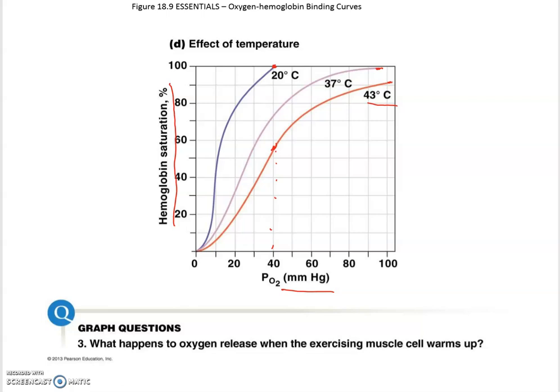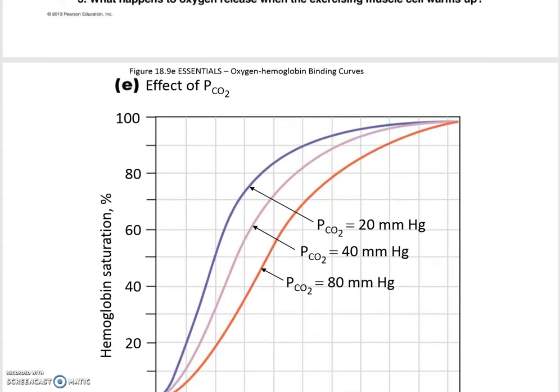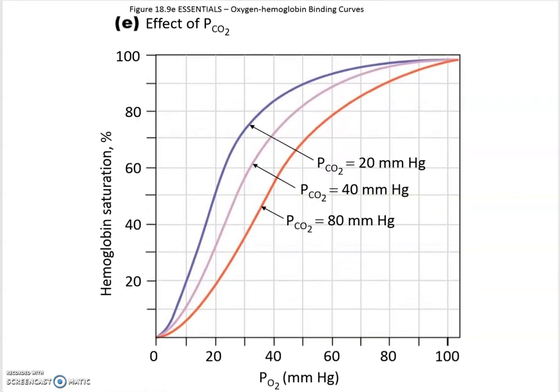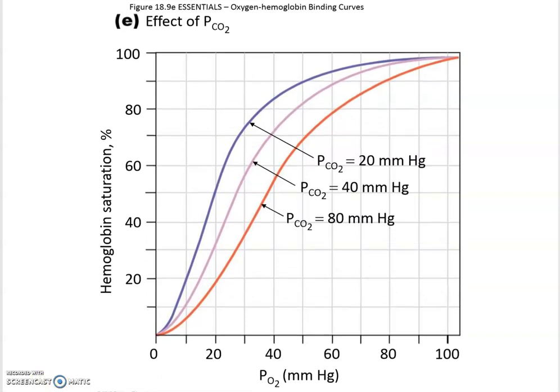So make sure that you understand the effect of pH and temperature. And we have one more coming. That will be the effect of CO2 concentrations. The normal partial pressure of CO2 is 40 millimeters of mercury. That's normal, and that will be our pink line right here. We're following the typical pattern of our oxygen hemoglobin binding curves.